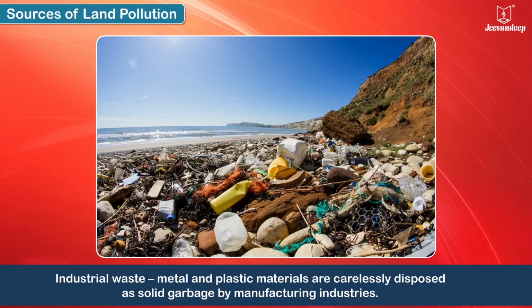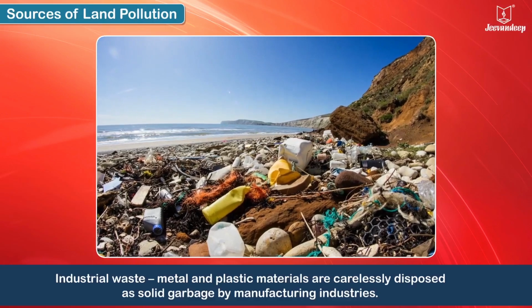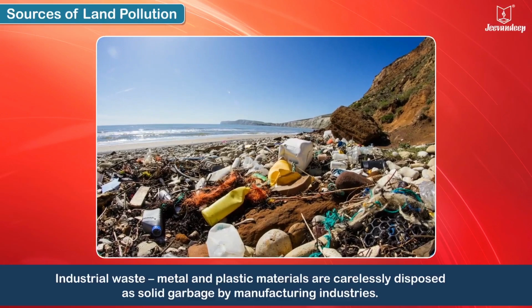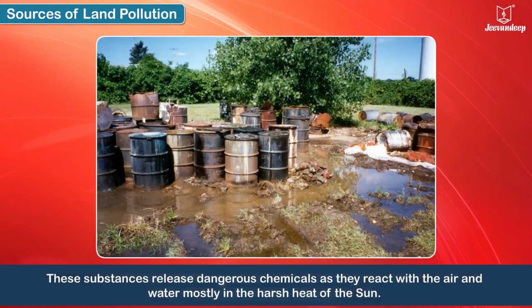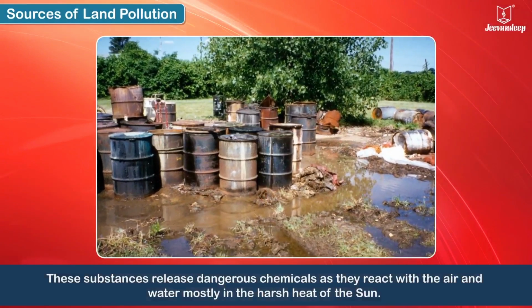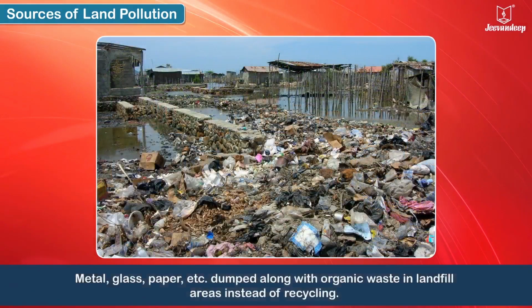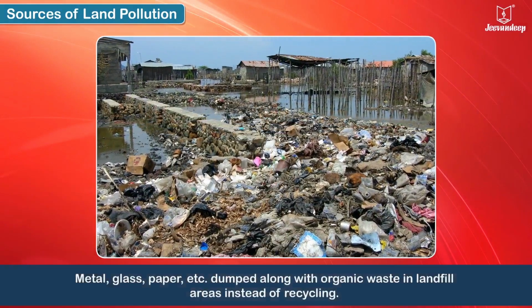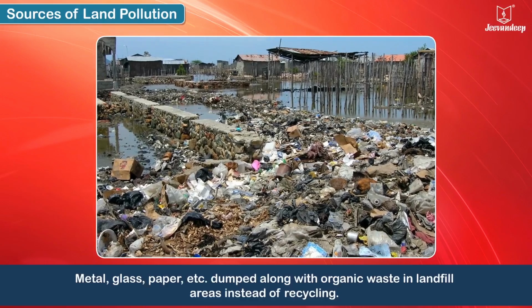Industrial waste. Metal and plastic materials are carelessly disposed as solid garbage by manufacturing industries. These substances release dangerous chemicals as they react with the air and water, mostly in the harsh heat of the sun. Metal, glass, paper, etc., when dumped along with organic waste in landfill areas instead of recycling.